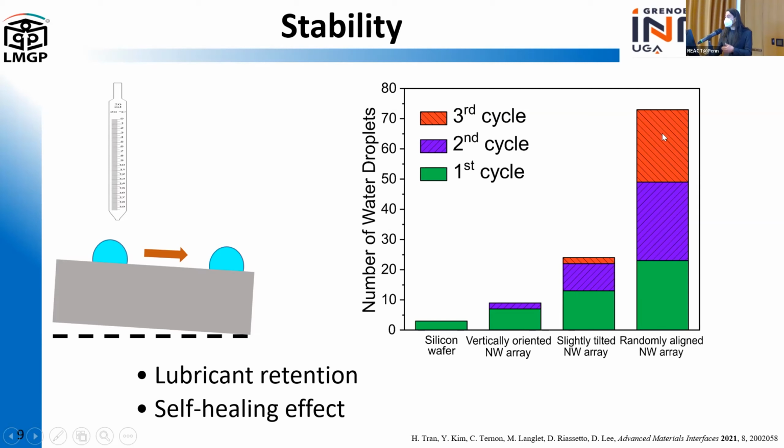After the third cycle of the experiment, we saw exactly the same amount, 23 droplets, for the random nanowires, where it's just 2 for the tilted one, and the droplets stay still on the vertically aligned one. So it means that we have a strong lubricant retention in the case of the randomly aligned nanowires, and there is a kind of self-healing effect, but we just have to wait 5 minutes before the sliding effect.